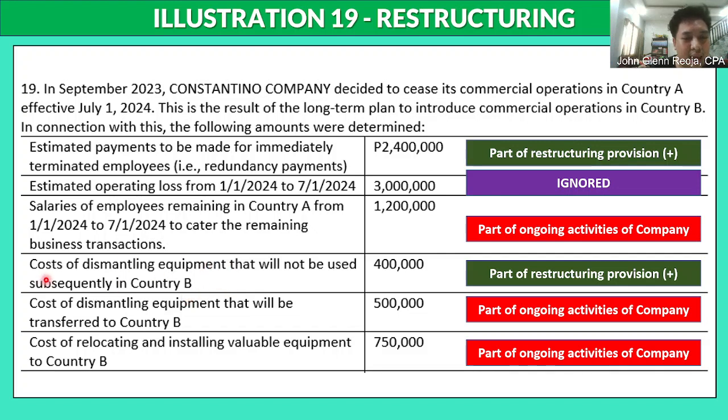So, hindi na siya gagamitin. So, therefore, this is part sa provision, yung 400,000. So, add. Then, cost of dismantling equipment that will be transferred to country B. So, part siya sa operation. So, hindi siya i-considered, kasi gagamitin naman yan. I-transfer naman yan kay country B. And also with this one, yung 750,000. I-relocate lang.